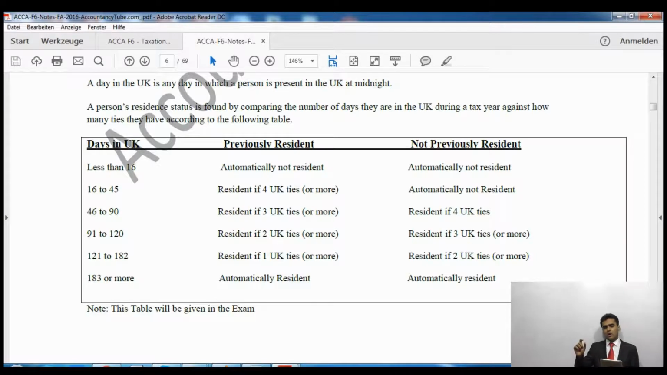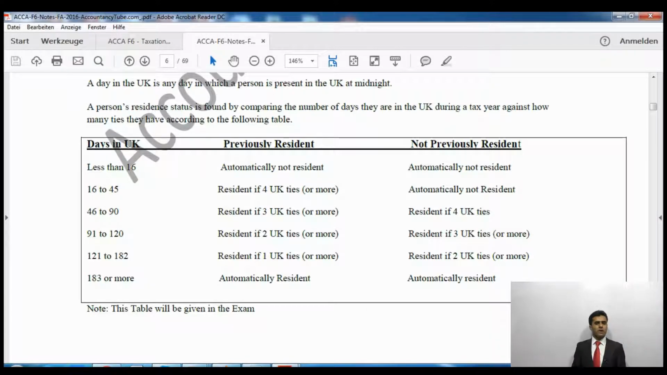Remember, a second automatic non-resident test was that if you spend 46 days or less in the UK and you have not been previously UK resident, then you will be automatically non-UK resident. However, if you are previously resident in the UK and you spend 16 to 45 days, then you will be considered as UK resident if you have 4 UK ties. Now the more days you spend in the UK, the fewer ties you need in order to be considered as UK resident. Alright, I will revise again.